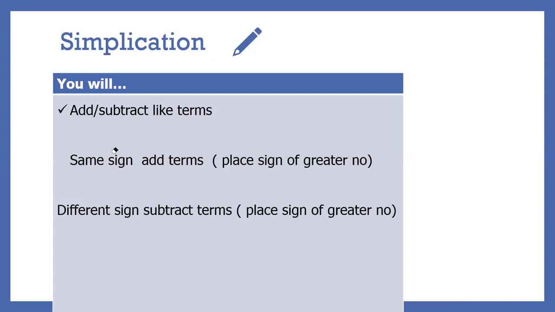Okay, again the same thing is given to you when you have to add like terms. Clear? Again, if the signs are the same, then you have to add the terms and place the sign of the greater number before your answer. Clear? And if different signs are given, always remember you have to subtract the terms and place the sign of the greater number before writing the answer. Clear?